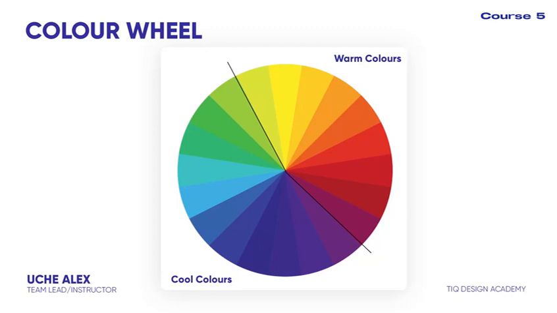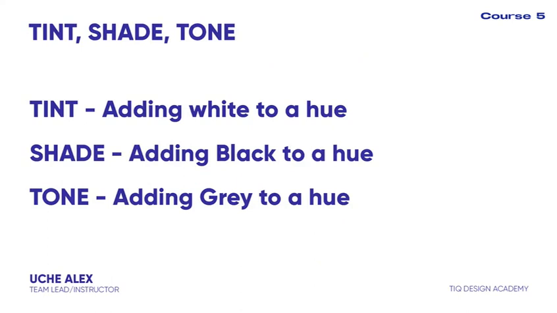So now let's look at the tint, shade, and tone. A tint is adding white to a hue. So when you add white to a hue or a color to make it a little bit lighter, that is what we call tint. Shade is adding black to a hue or color. So when you add black to a color to make it darker, it's called shade. And tone is adding gray to a hue or color.